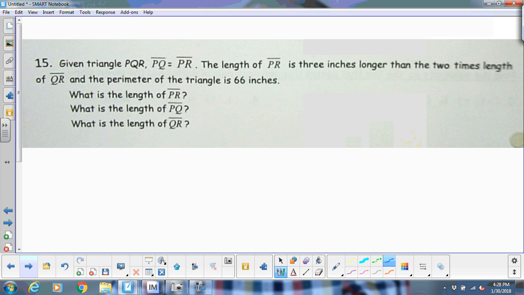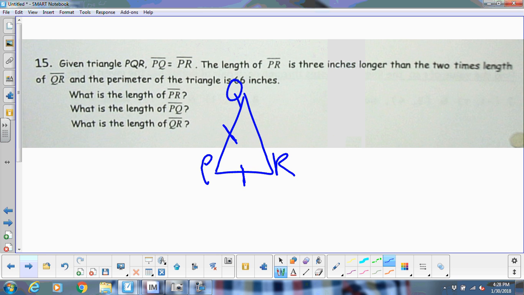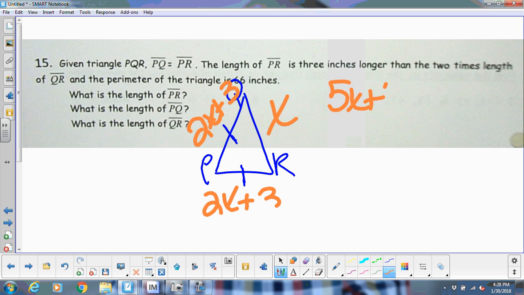All right, and the last one, number 15, we're going to go ahead and draw a triangle PQR. PQ is equal to PR, so there's our two congruent sides. PR is 3 inches longer than 2 times the length of QR. So QR is going to be x. 3 inches longer than 2 times x gives me 2x plus 3. Since these two are the same, that makes this one also 2x plus 3. Add up all your sides here. That's going to give you 5x plus 6 is equal to 66.